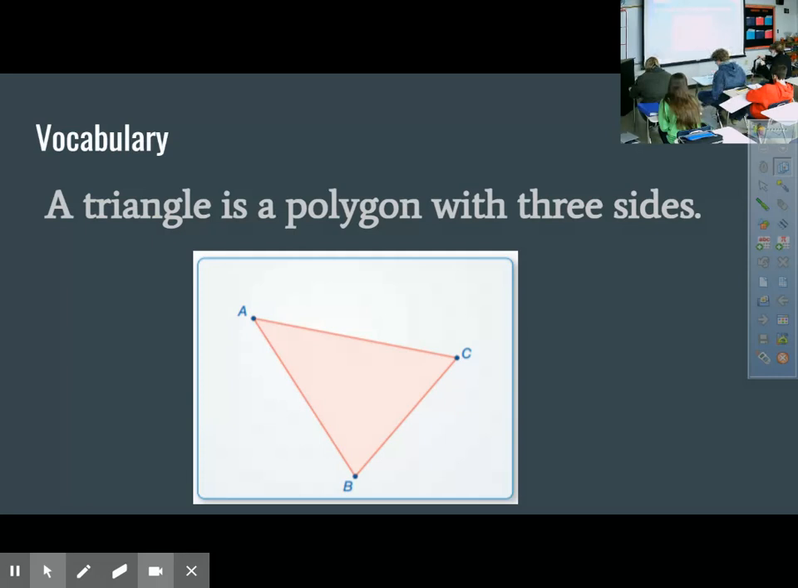Alright, so what exactly is a triangle? A triangle is a polygon that has 3 sides, which means it also has 3 angles. Okay? Now, there are different types of triangles based on the length of their sides and the measure of their angles. So first we're going to talk about classifying triangles based on the measurement of their sides.